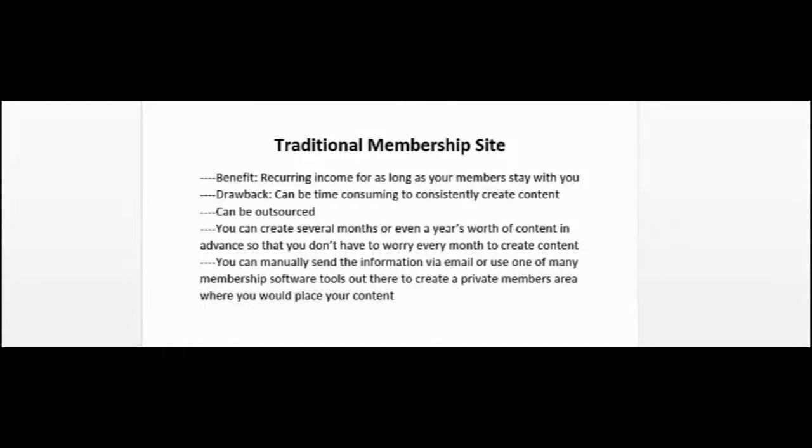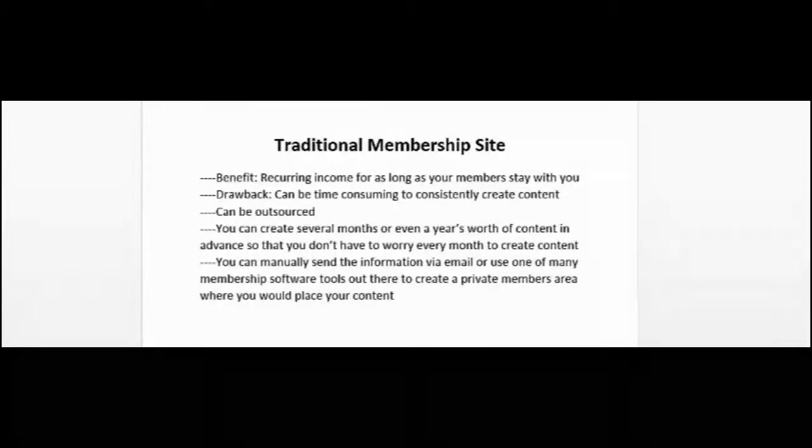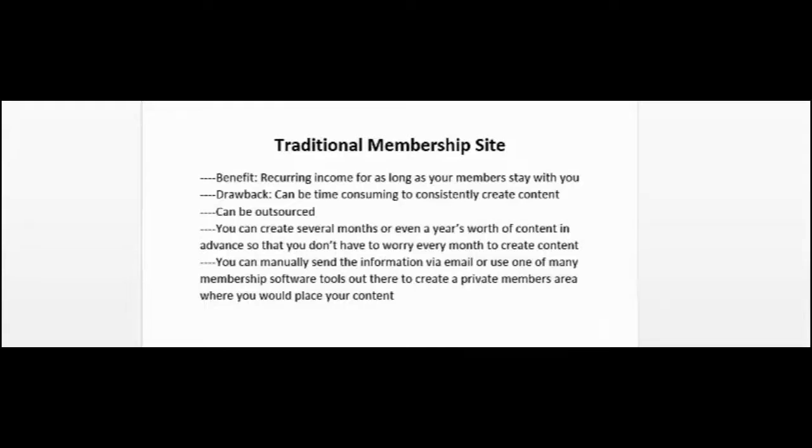Now, in terms of sending the content to your members, you can send the content via email, which does take a bit of work. But then again, having a business is like a job. Now, if you want to automate things a little bit more, what you can do is buy a membership software tool or plugin. There's many out there in the market, and you could use these tools to create a private members area where you would place your content, and your members would just check in on a weekly or monthly basis, or however you like, to get your content.